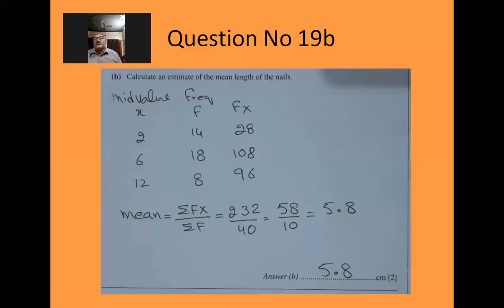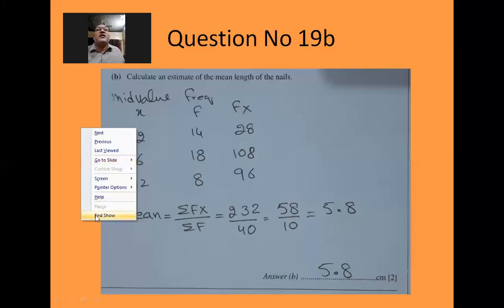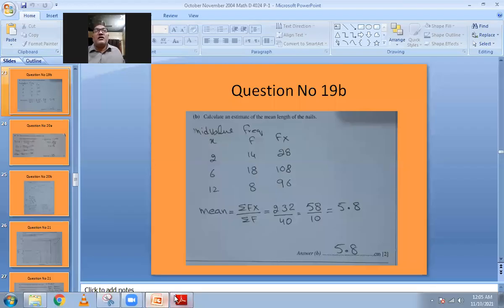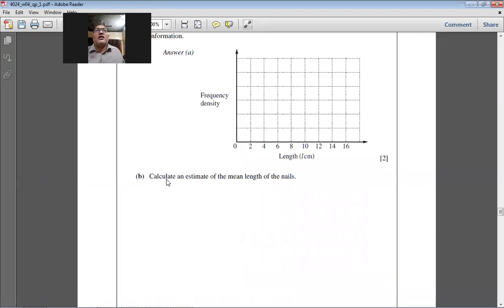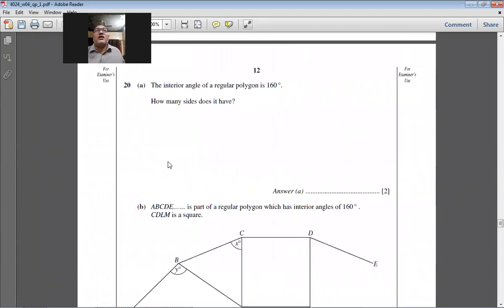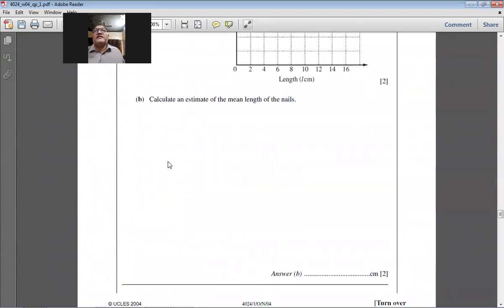So this is question number 19, and its B part. Hopefully you understand how we found the mean. So that is the B part.